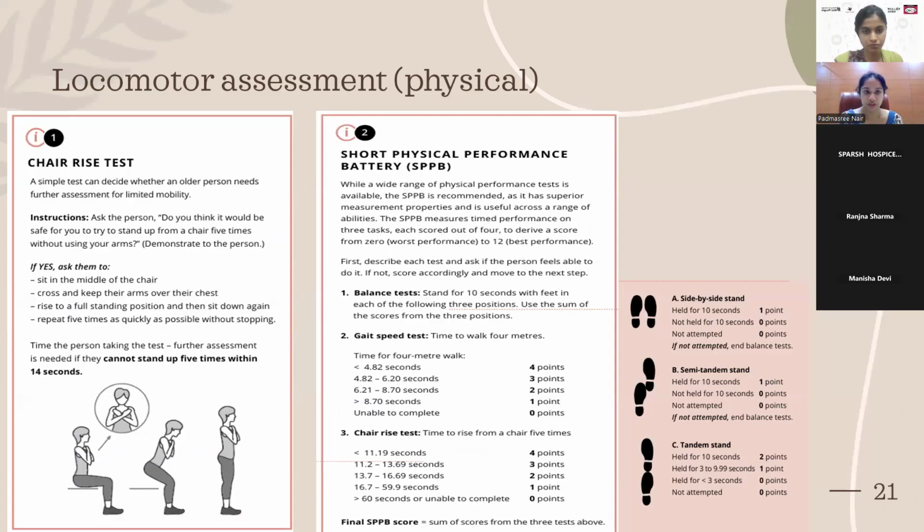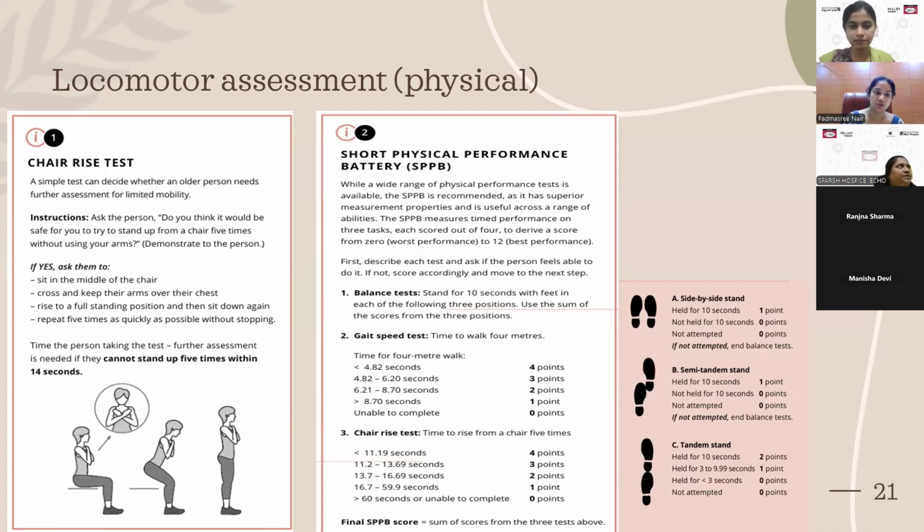Coming to locomotor assessment or the physical performance, as I said earlier, we have the chair rise test. The first thing to do is make sure that they have adequate mobility to get up from a chair. Once they confirm that they'll be able to do it, you time the person. Make them sit on a chair, ask them to cross their hands and keep their arms over their chest. And then you tell them to get up and sit down 5 times without using their hands.